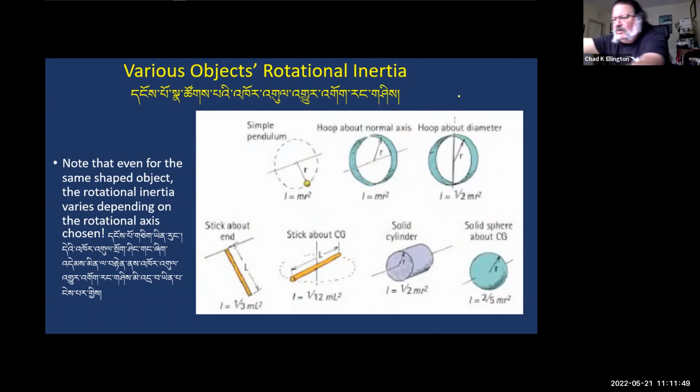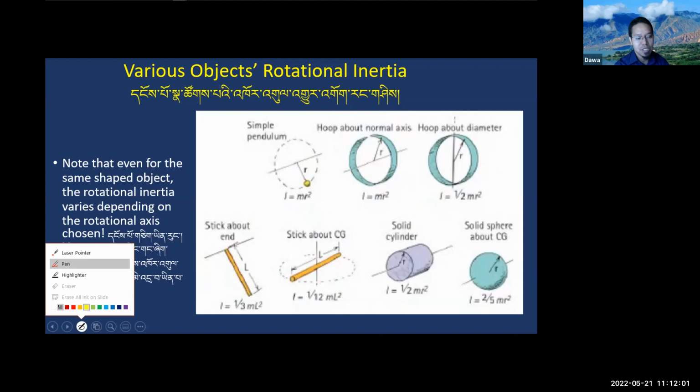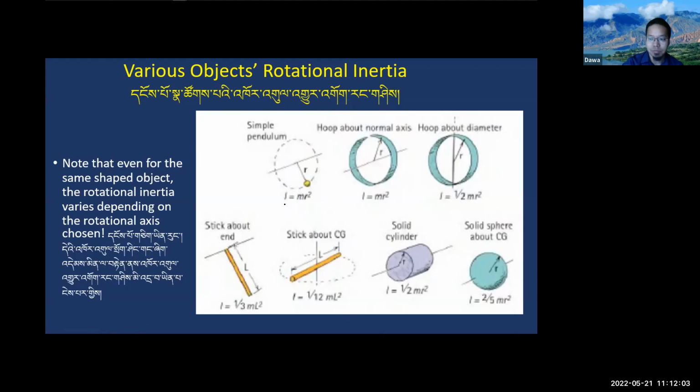A common one listed there is for a simple pendulum. And it shows it is equal to the mass of the ball times the distance to the pivot squared.